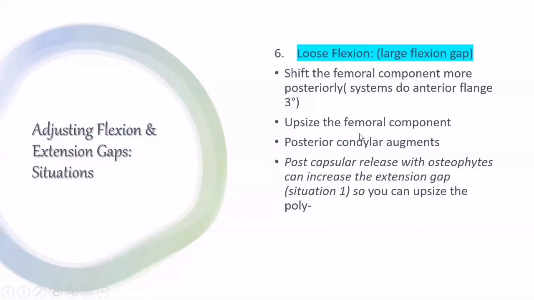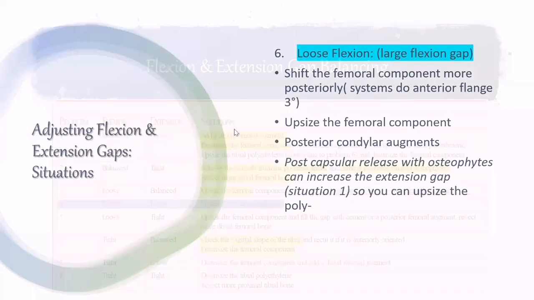If there is still a large flexion gap and still loose in flexion, you can add posterior condylar augments, or you can do a posterior capsular release, osteophyte release, and it may change into situation number 4, which is loose in extension, also loose in flexion, so you can apply the polyethylene.